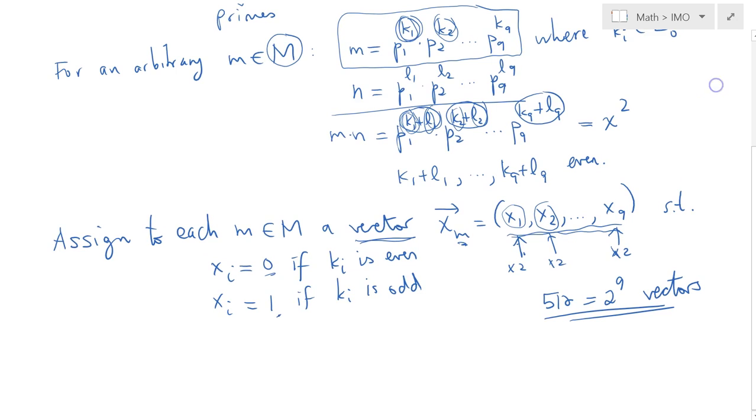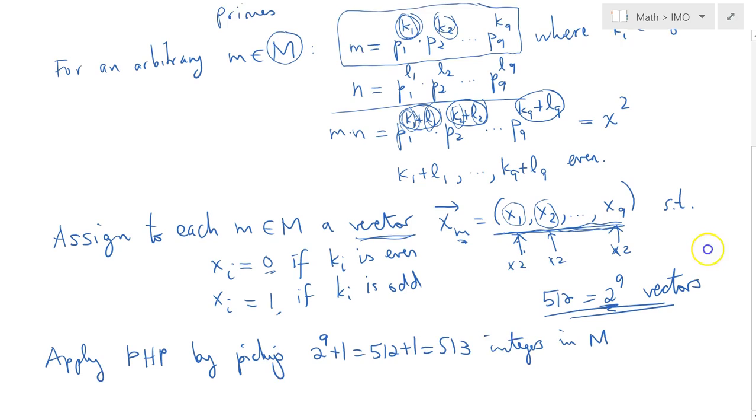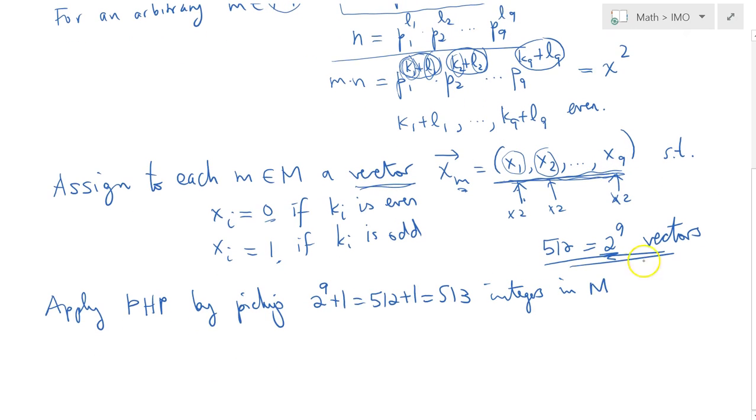So therefore, what's interesting is I can apply the pigeonhole principle now in the following sense. By picking 1 more than this, 2 to the 9 plus 1, which is 512 plus 1, 513 integers in M, it is guaranteed that at least 2 of them will have the same representation in terms of these x vectors, right?